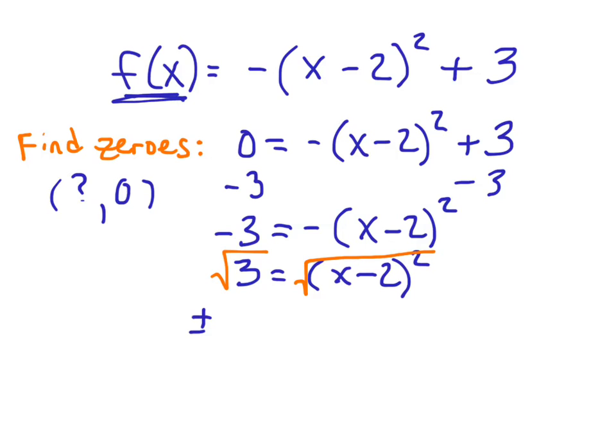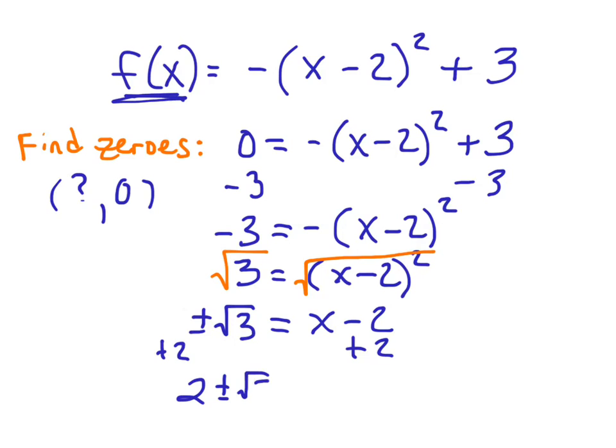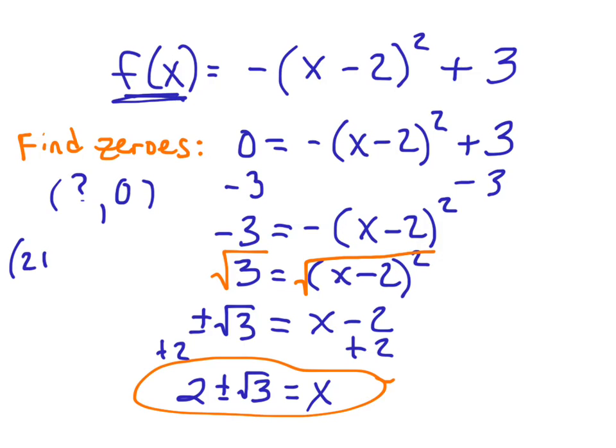Okay, so now I have plus or minus square root 3 equals x minus 2. And then finally add 2 to both sides. So I have 2 plus or minus square root of 3 equals x. So I've got 2 zeros there. I've got 2 plus square root of 3 and also 2 minus square root of 3. If I wanted to write out the whole coordinates, then it's understood that those are the x values. So for instance, 2 plus root 3, and then the y-coordinate would always be a 0.